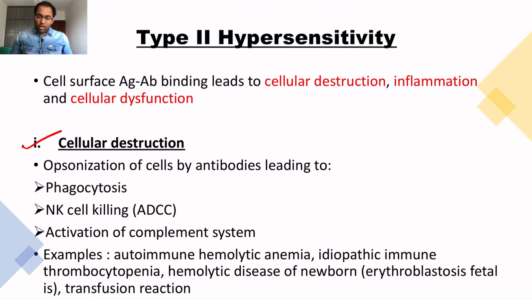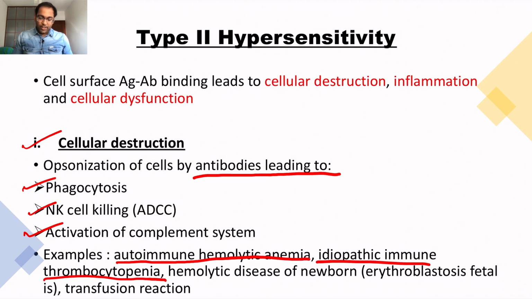Opsonization of cells by antibodies leads to phagocytosis, which is basically engulfing the pathogen by a macrophage. We have natural killer cell killing through a process called ADCC, antibody dependent cellular cytotoxicity. And also the antibodies can activate the complement system. Now, what are the examples? Autoimmune hemolytic anemia, idiopathic immune thrombocytopenia, and hemolytic disease of the newborn.